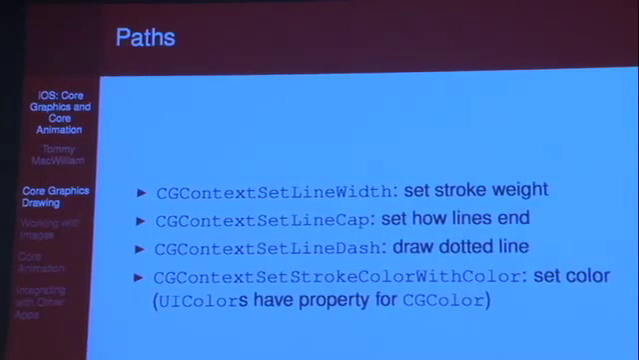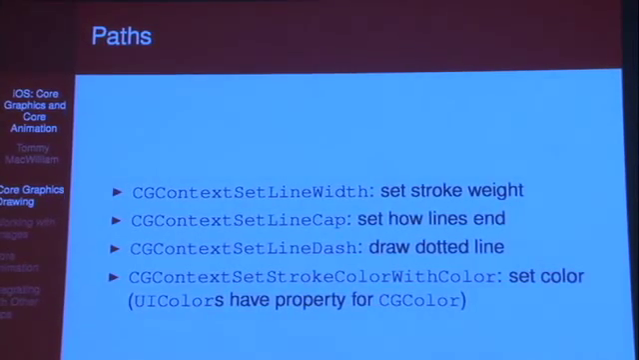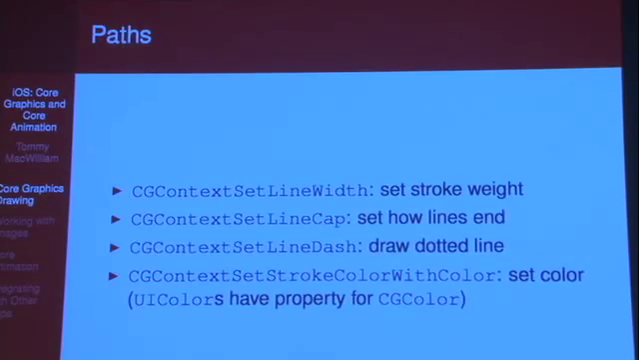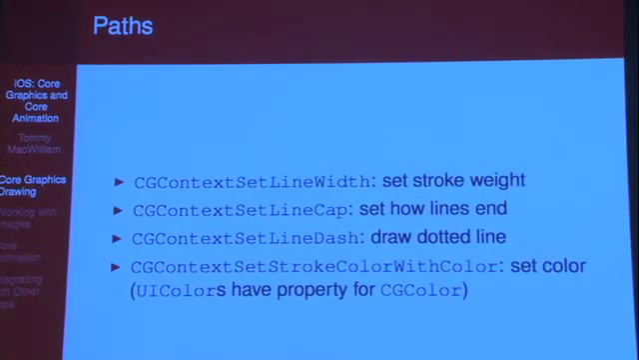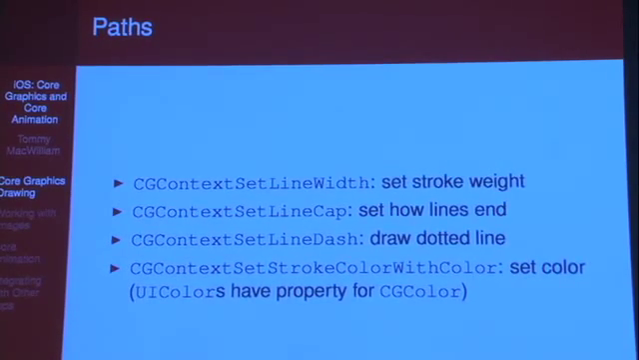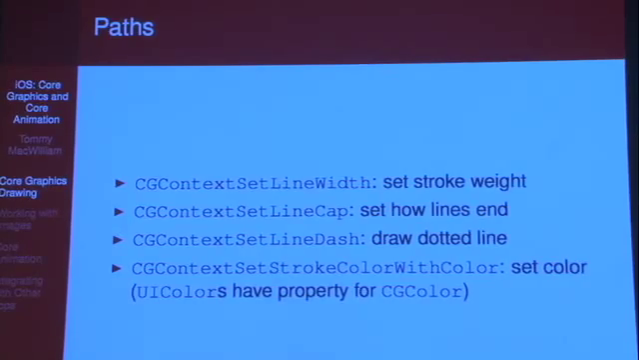Then we just have some other options that we can apply to our lines. We can change the weight or the width of the line. We can say if we want to end on a little dot, or if we want a more rectangular ending. You can make it dashed, et cetera. But notice that all of these methods here, again, are just standard C function calls. There's no fancy Objective-C here.